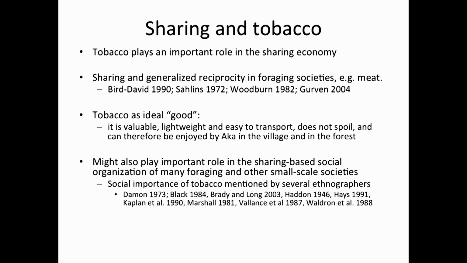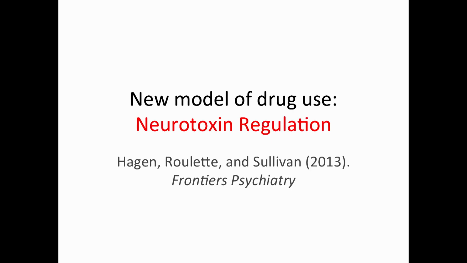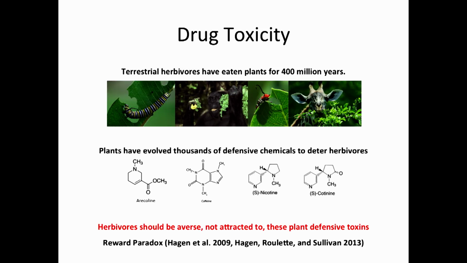Okay, so we've been developing a new model of drug use, what we've called the neurotoxin regulation model, that we think better accounts for patterns of drug use, like in this population and other populations. So what's going on here? Well, terrestrial herbivores eat plants, right? They've been eating plants for about 400 million years.